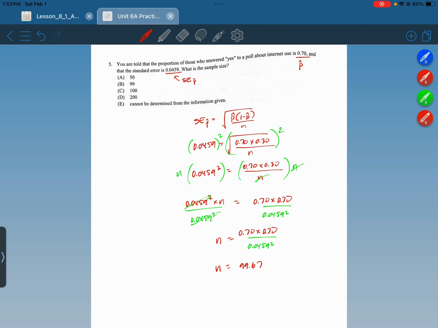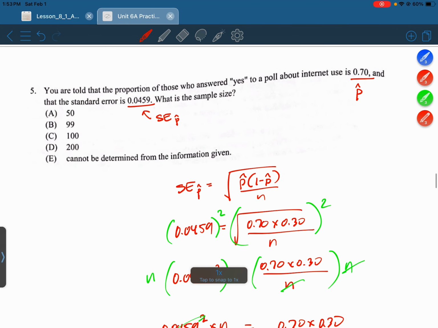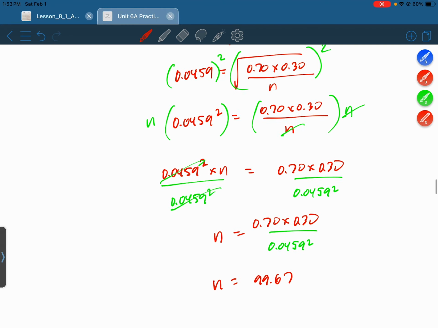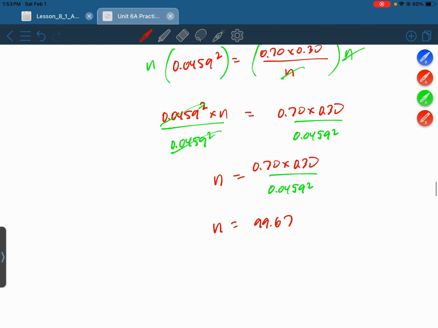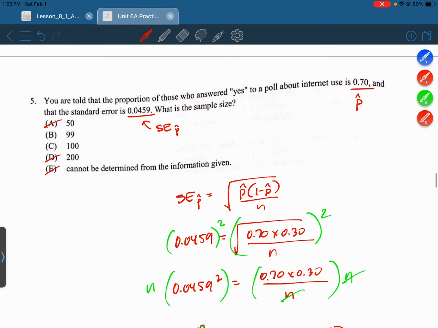All right, so, tough call. There's a 99 and there's a 100. It's got to be one of those, right? What is the sample size? Well, I guess if I rounded, the nearest whole number is 100. So I suppose 100 would be the answer.